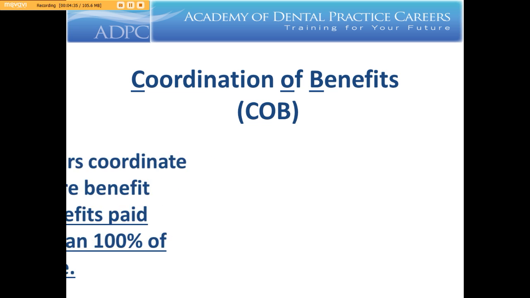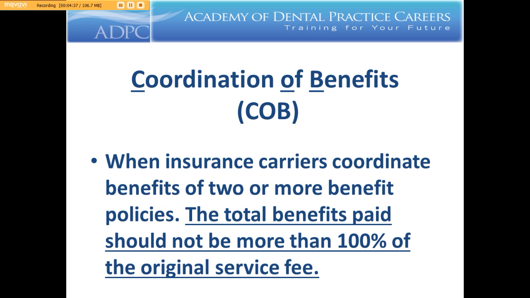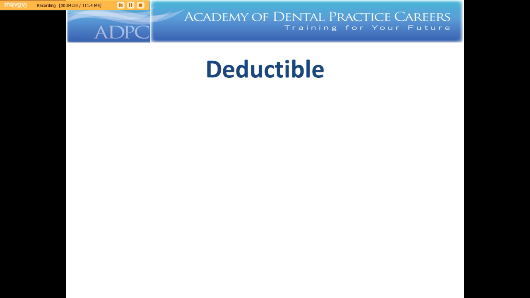Coordination of benefits, or COB. This is when insurance carriers coordinate benefits of 2 or more benefit policies. And keep in mind the total benefits paid should not be more than 100% of the original service.